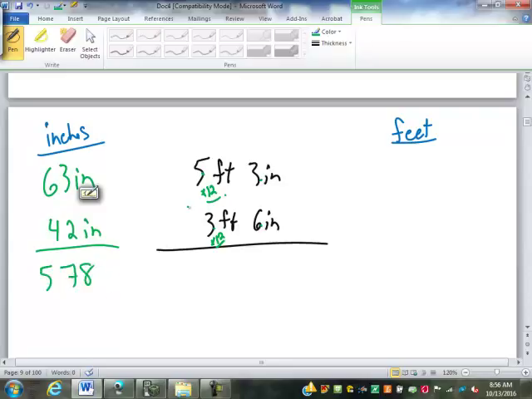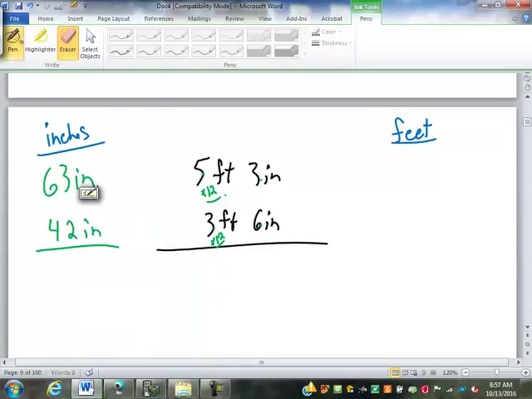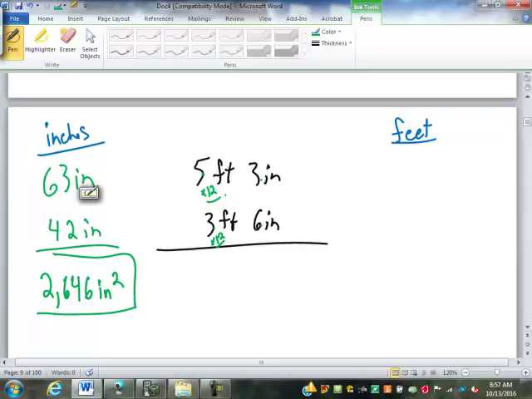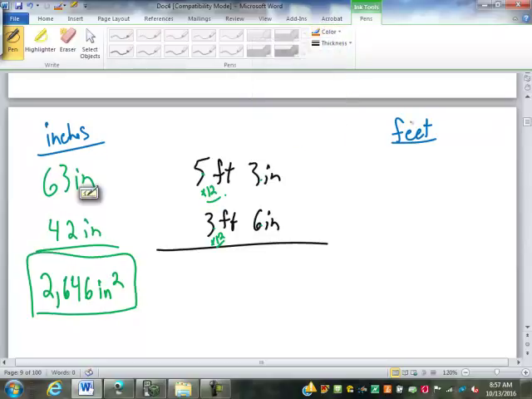63 times 42 is 500. No, that's off. 63 times 42. 2646. So 2,646. Now you have to multiply the units as well. Inches times inches are square inches. So 2,646 square inches.